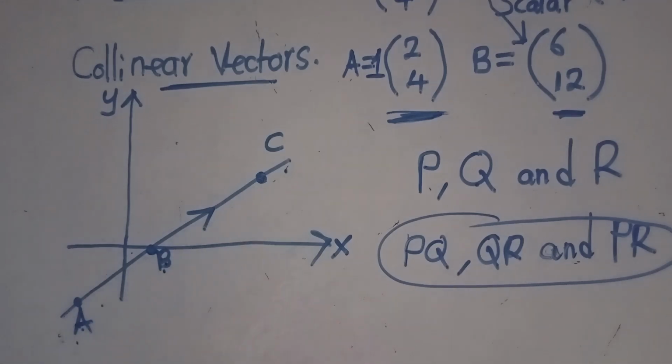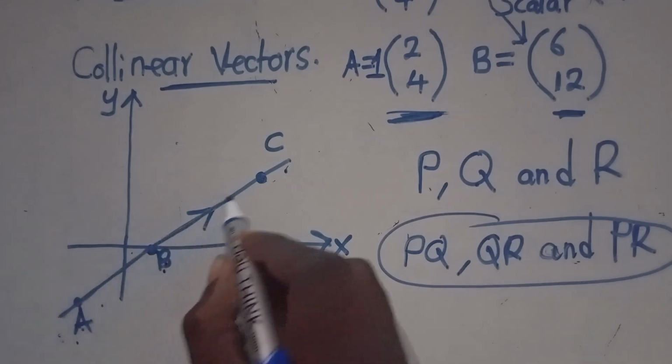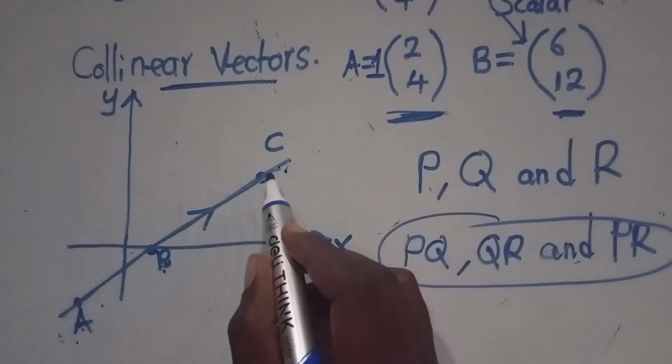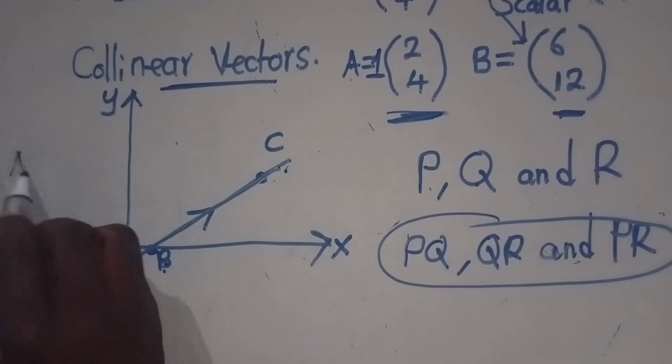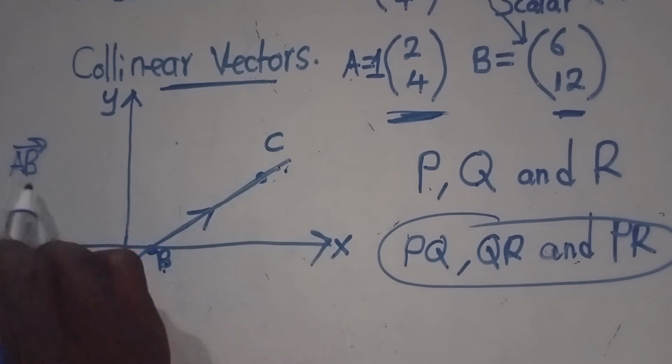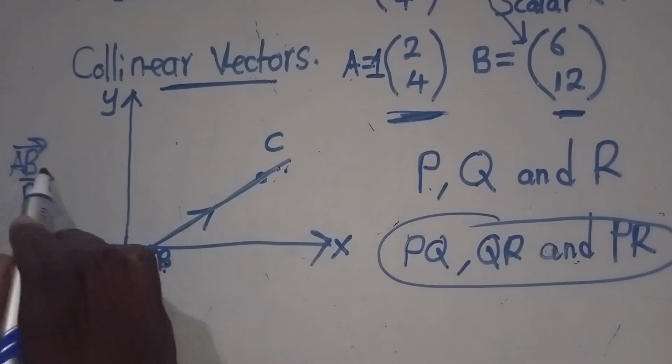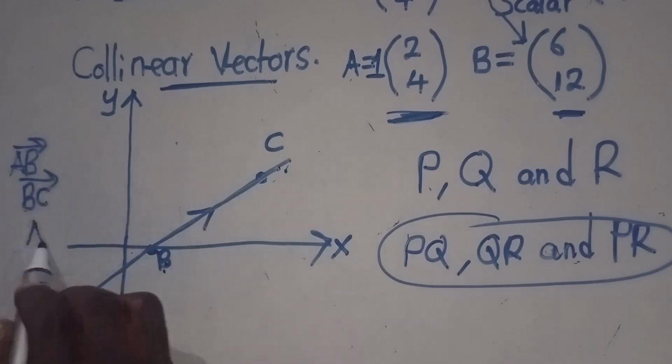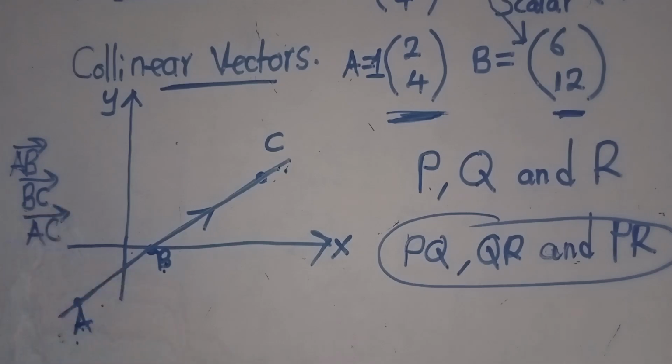It means that these are collinear vectors. They are lying on the same line. This is the line. So we are talking about vector AB, vector BC, and even vector AC. These are called collinear vectors.